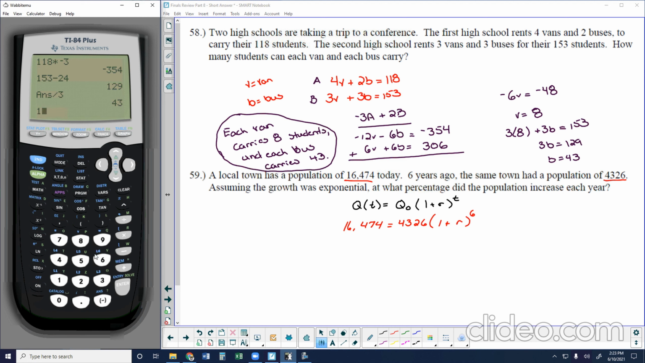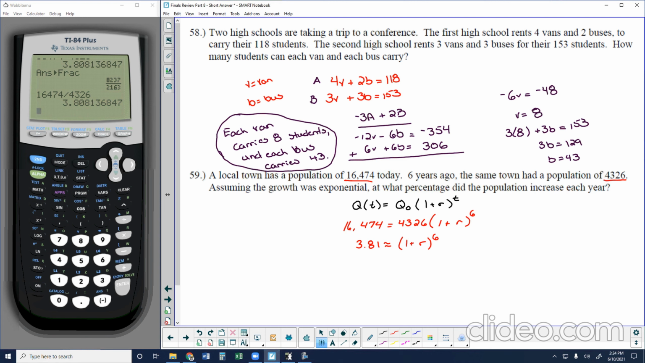We can start by taking 16,474 and dividing that by 4,326. And we can do that in the calculator. Now it's going to give me a decimal. If you want to, you can convert this to a fraction and write it down as a fraction. What I'm going to go ahead and do here is write it down as a decimal, but eventually I'm going to go back up and pull that answer into my calculator. So when I need to use that decimal, I'm not going to write it as 3.81, I'm going to use this fraction representation. So this would be equal to 1 plus r to the 6th power.